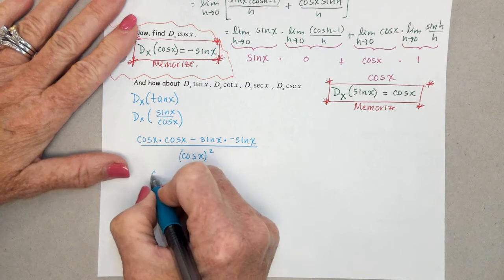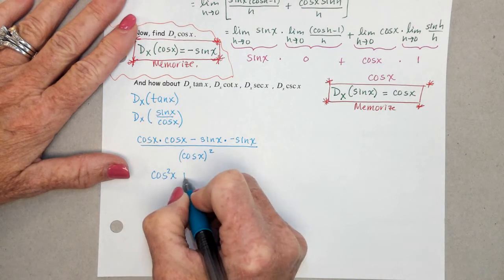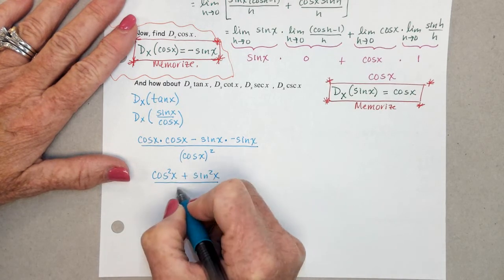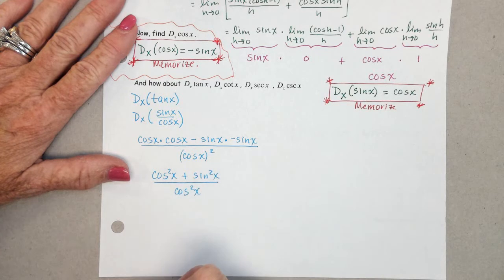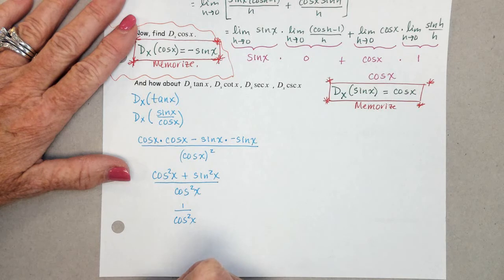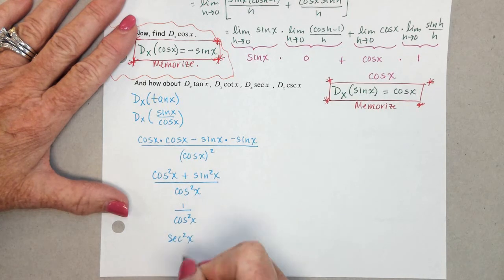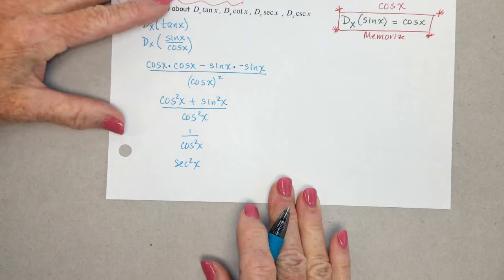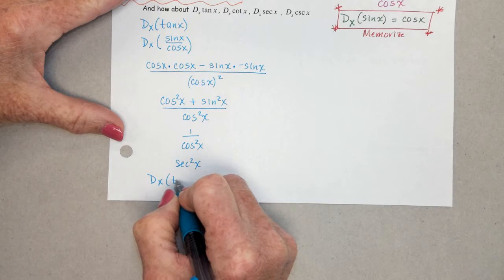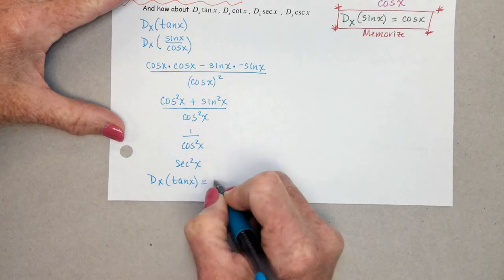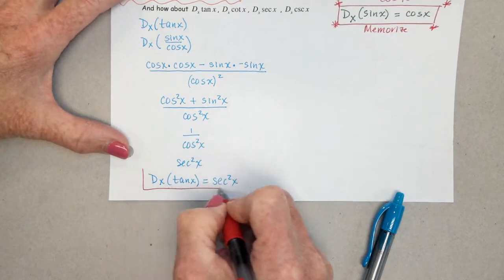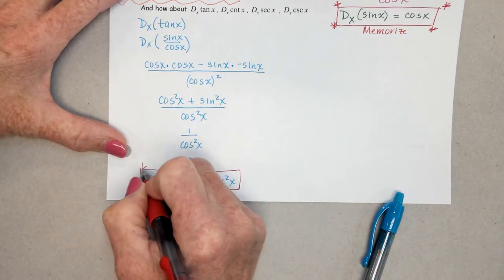I'm cleaning this up a bit. We'll have cosine squared plus sine squared. Oh, how nice is that? All over cosine squared, which gives us 1 over cosine squared x, or secant squared x. So the result of this tells us that the derivative of tangent x is secant squared x. Memorize.